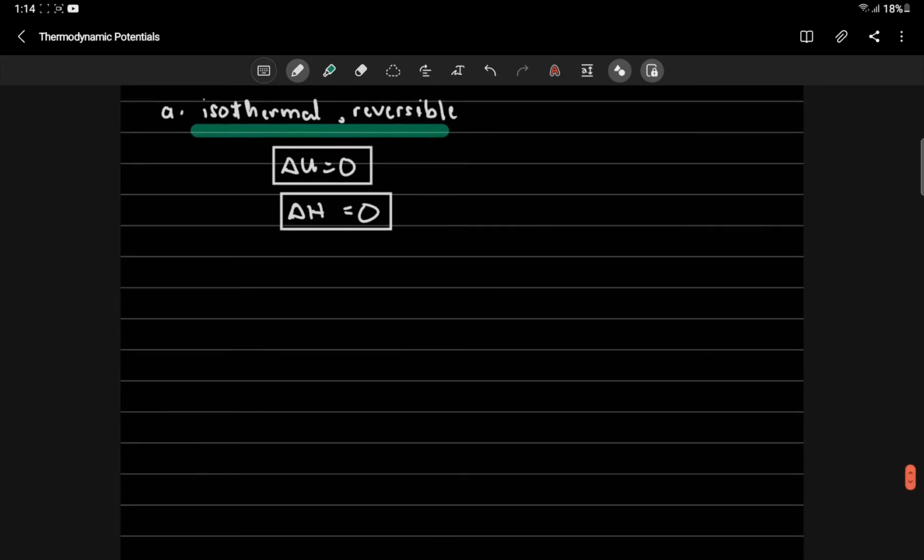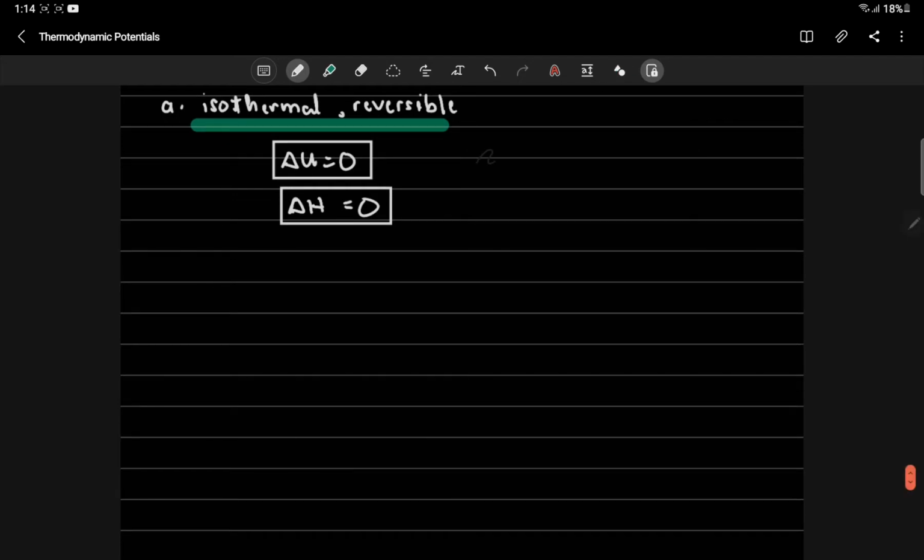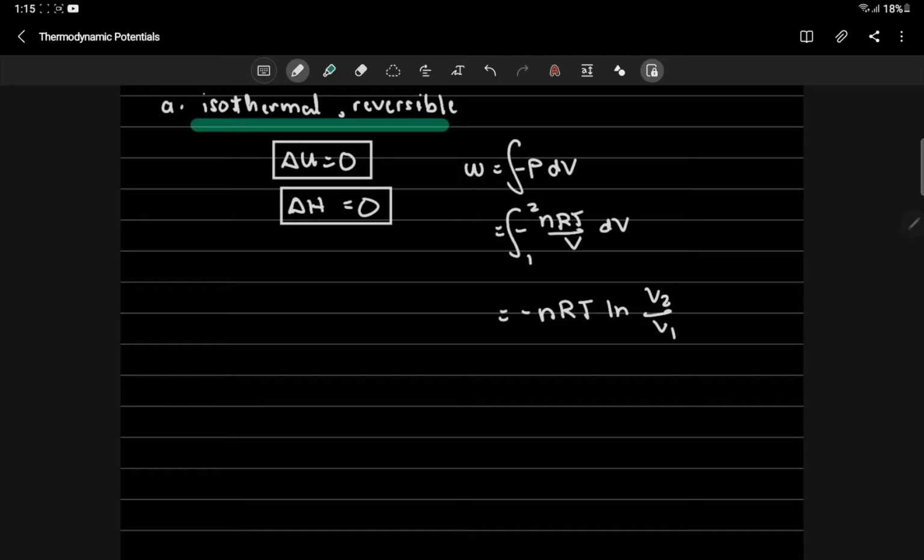Next, we want to calculate the work. If you recall, work is minus integral of P dV, diba? So let's do that. Negative integral of P, but P is what? nRT over V. Tapos meron kang dV. Okay? Integrating it from initial condition to final condition, magiging minus nRT ln of V2 over V1. Okay? So yan yung work natin.